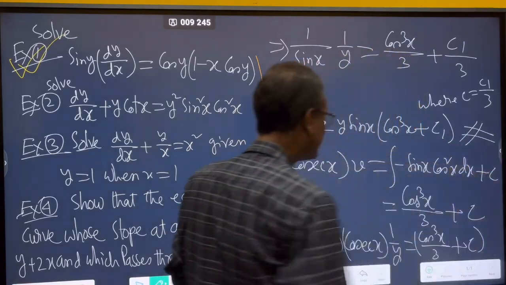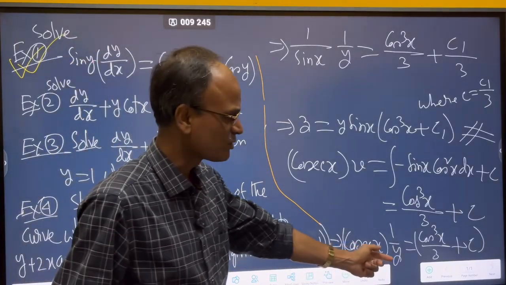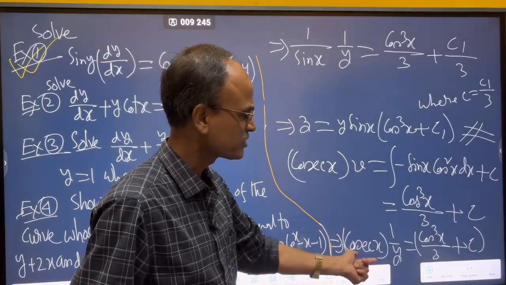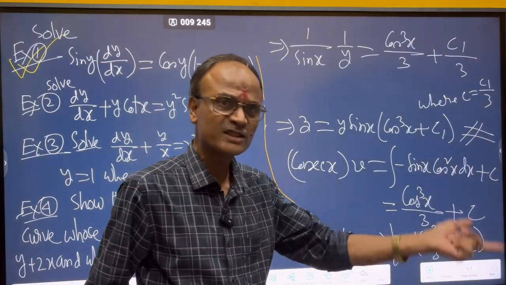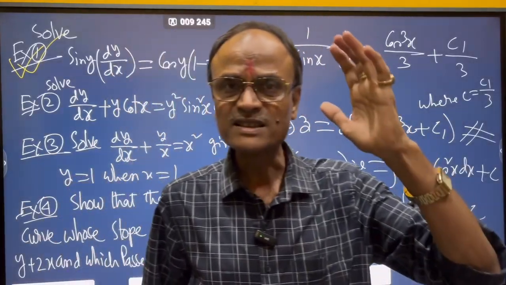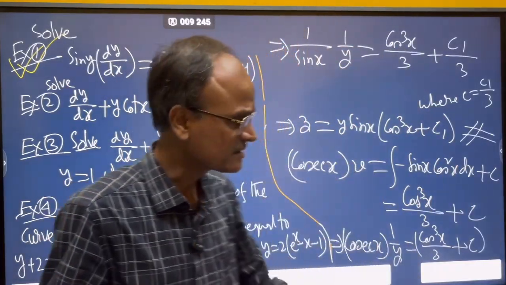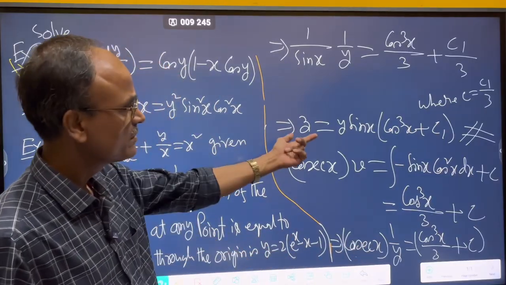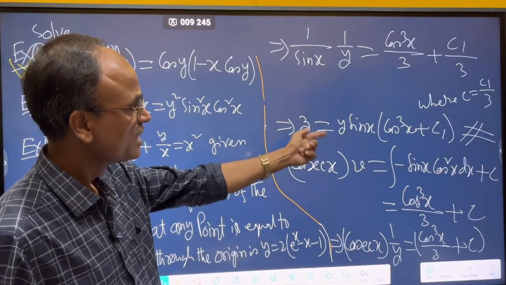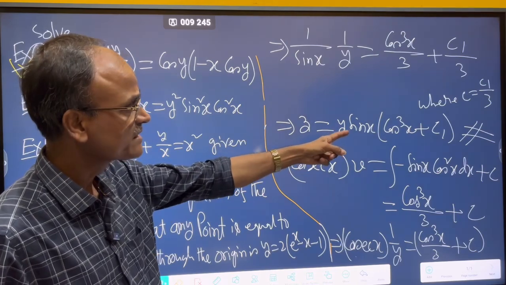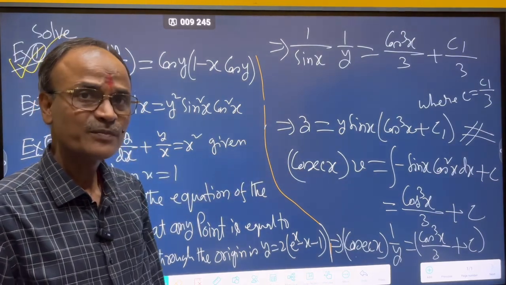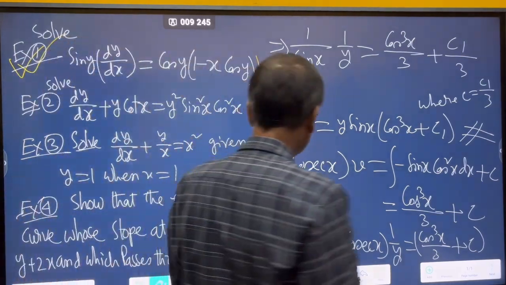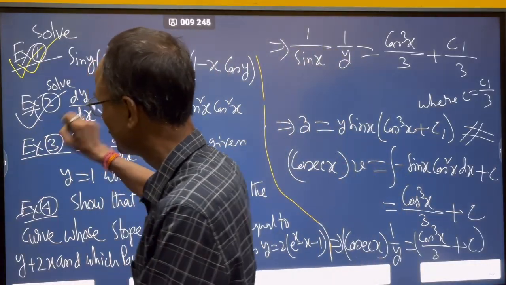This is the answer. Or you may write here also: cosec x into 1 by y equal to cos cube x by 3 plus c1. You may write this is the answer, or 3 equal to y sin x into cos cube x plus 3 c1. This one is the answer. Therefore, we have solved this one also.